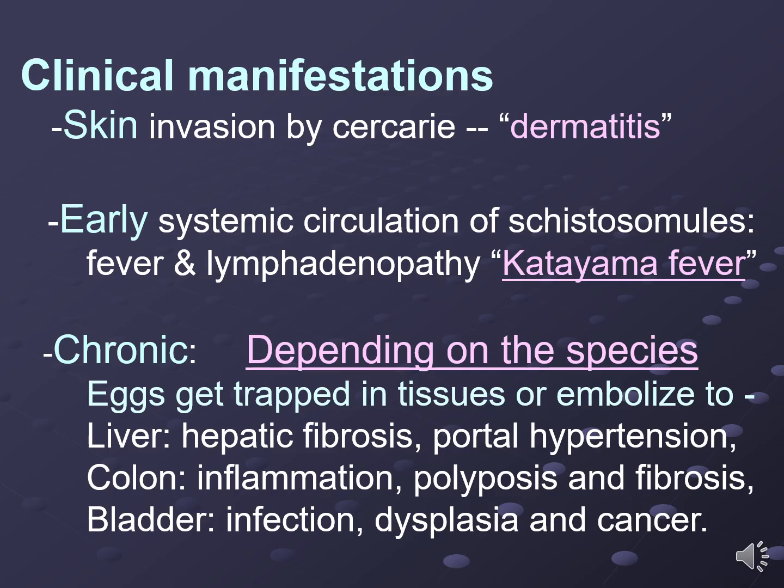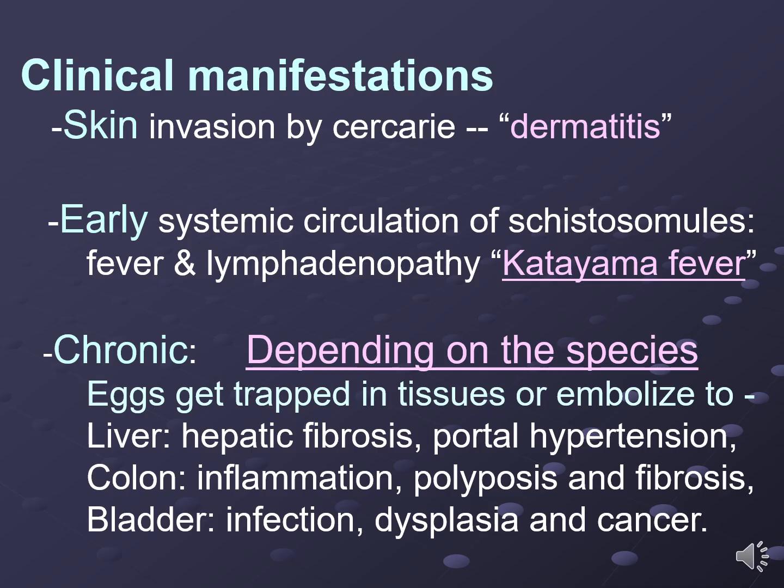The parasites live in the mesenteric veins, and the female deposits the eggs, and those eggs are carried in the portal circulation to the liver. In the liver, they get trapped there to produce hepatic fibrosis, portal hypertension, and liver cirrhosis. Some of them go to the colon to produce inflammation, polyposis, and fibrosis.